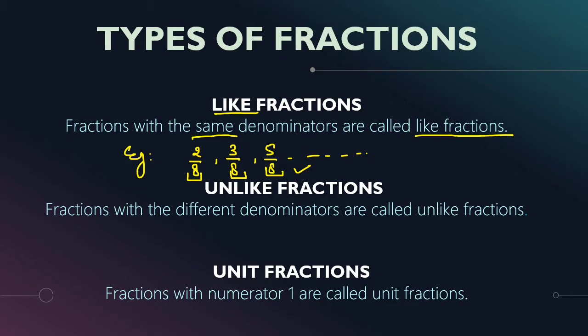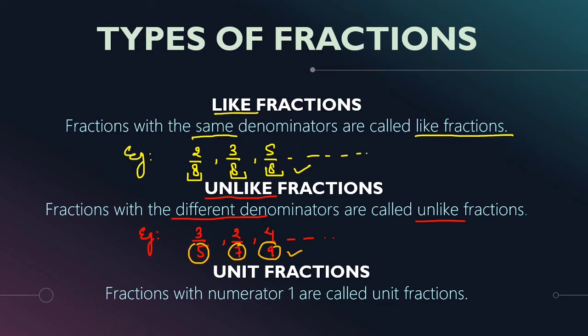Next type of fractions are unlike fractions. Fractions with the different denominators are called as unlike fractions. For example, 3 upon 5, 2 upon 7, 4 upon 9 and so on. In these fractions, you can see denominators are different. So, they are called as unlike fractions.